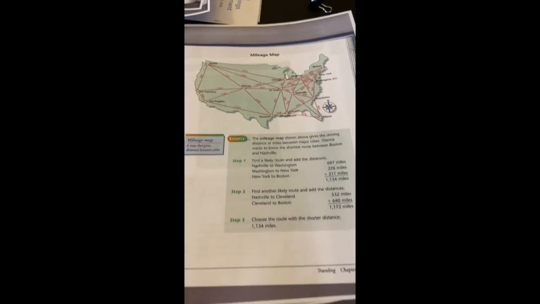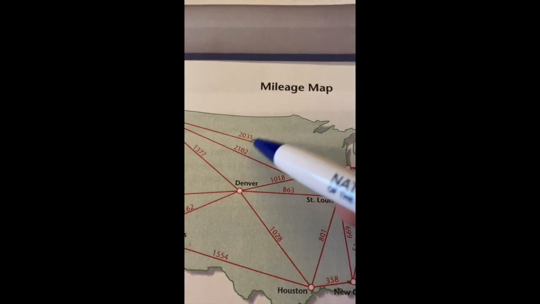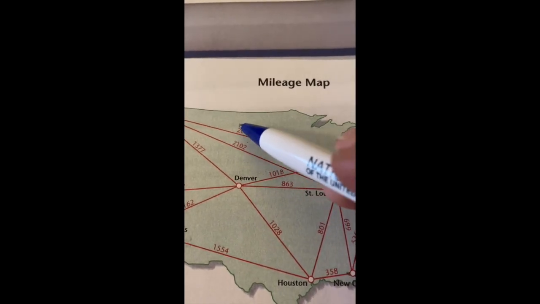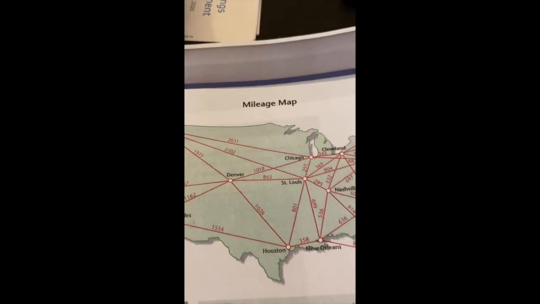But that is literally all you have to do for each of these problems. Now, in order to do this, make sure that you are paying attention to the mileage map found on page 213 and look very closely at what line leads to what city and what is the mile number that is with that line. And then you'll have your answer.